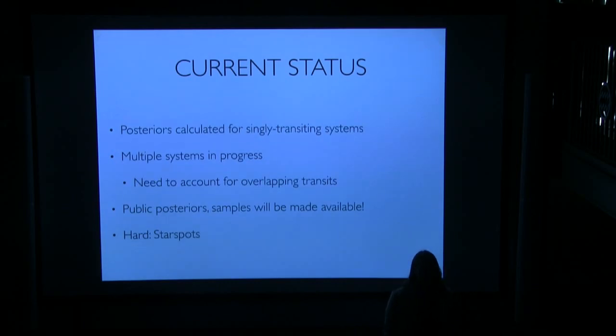Okay, I think we have time for one quick question, perhaps, before jumping on the pizza. I was wondering for a single system, for each transit, do you assume that the underlying transit light curve is the same shape for each?